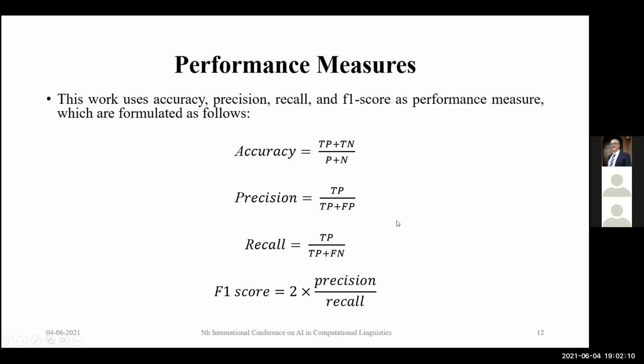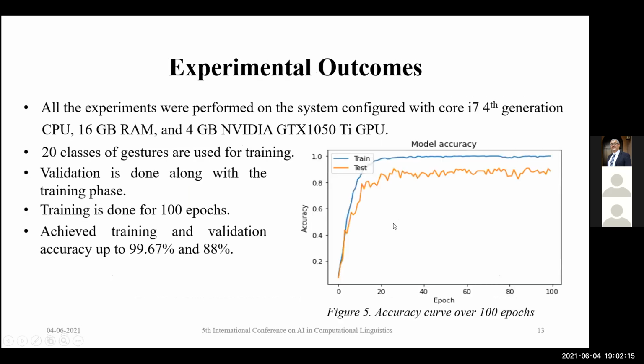Then the performance measures: these are the standard performance measures which are used after experimentation. The experiment was done on a machine with a 4th generation Core i7, 16 GB RAM, and a GPU of GTX 1050 type, 4 GB. We ran 100 epochs for one training, and five-fold cross validation was done.